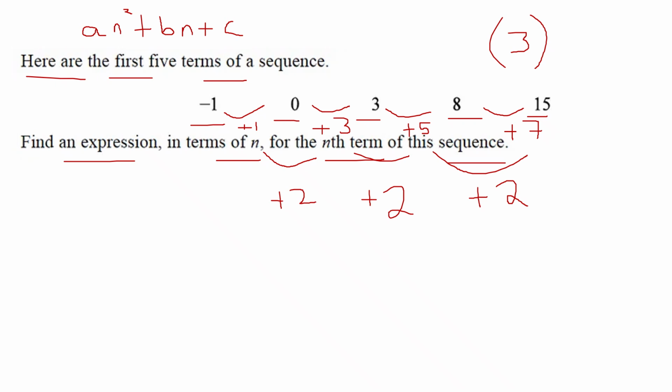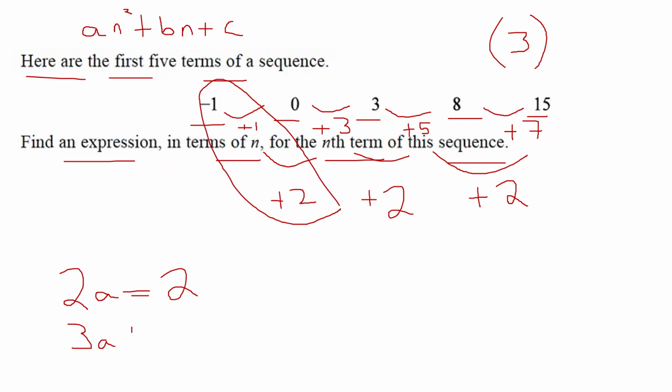So here is the process. I'm going to circle these numbers here, and I want you to remember these formulas. 2a is equal to the second difference, 3a plus b is equal to the first difference, which is 1, and a plus b plus c is equal to the first term. Now you might be thinking, where on earth am I getting this from? I'm going to do a separate video to prove this to you.